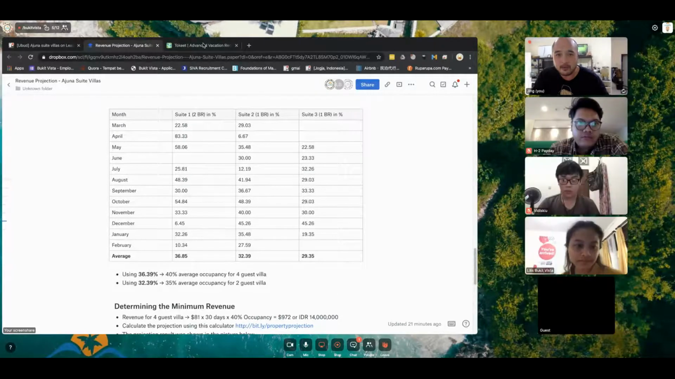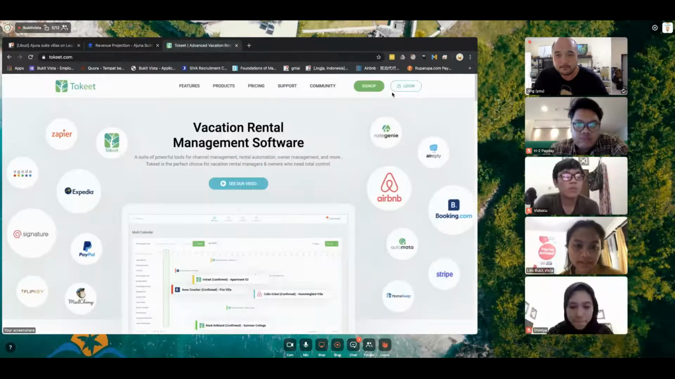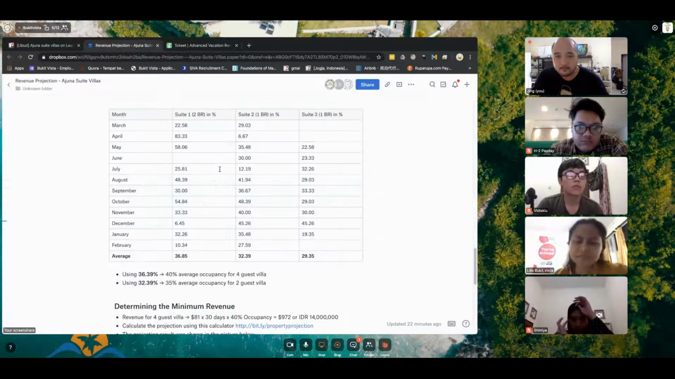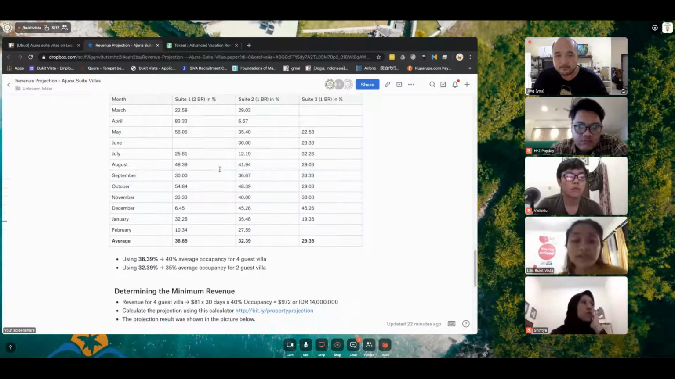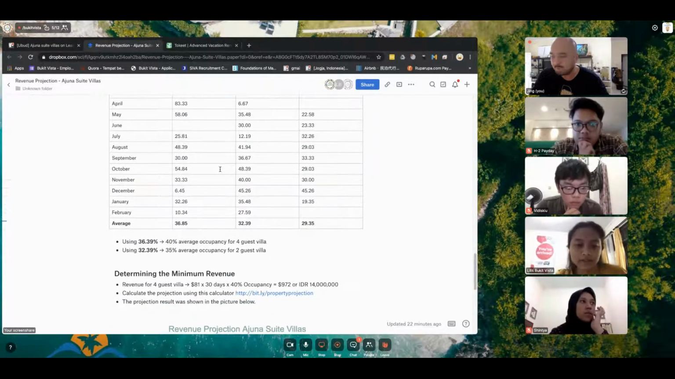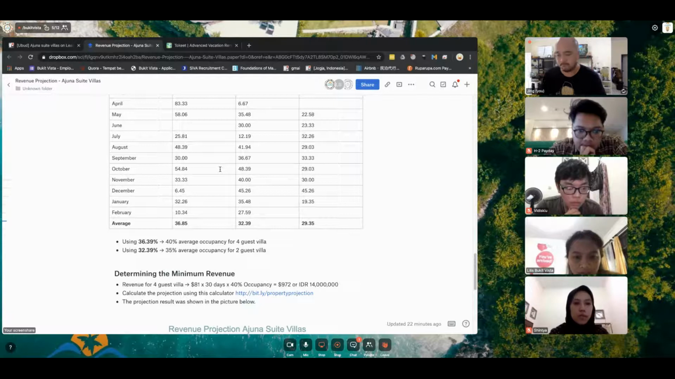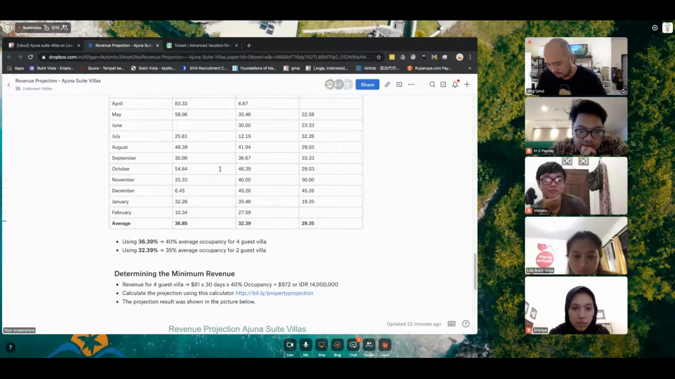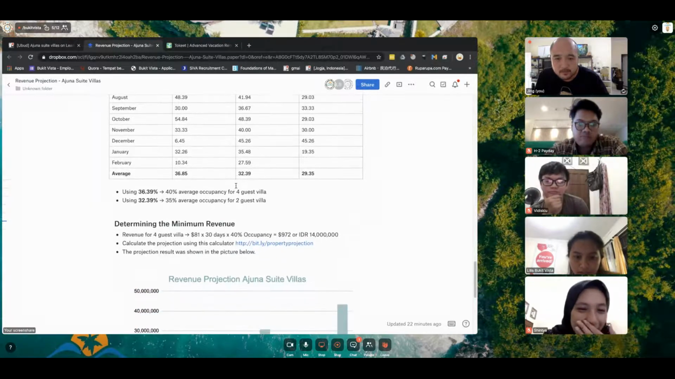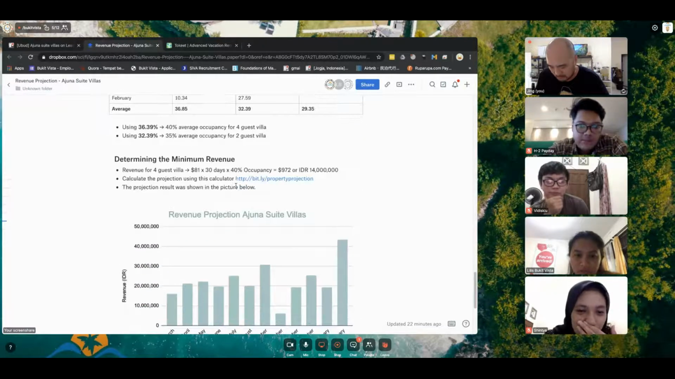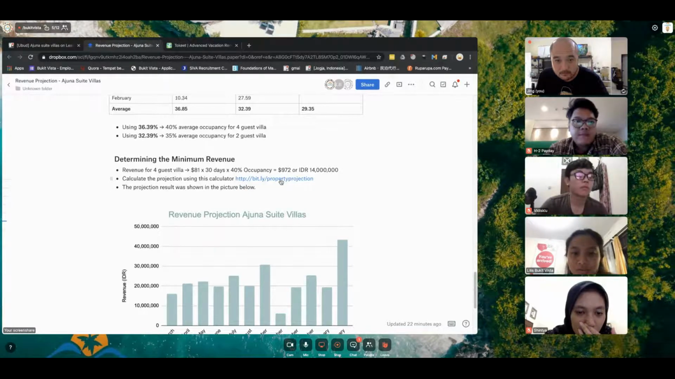Okay, got it. And then I try to determine the minimum revenue that I can provide to the property, which is around $972. Okay. And then how do I calculate the projection? You please click the link, sir. The property projection. Here we go.